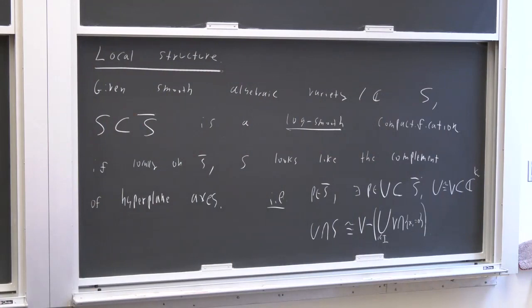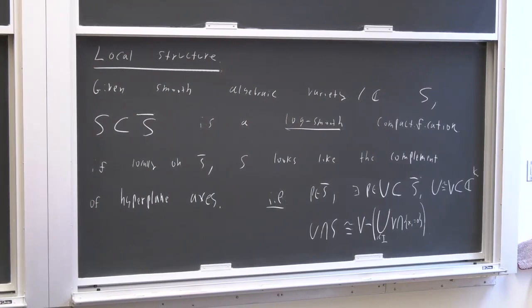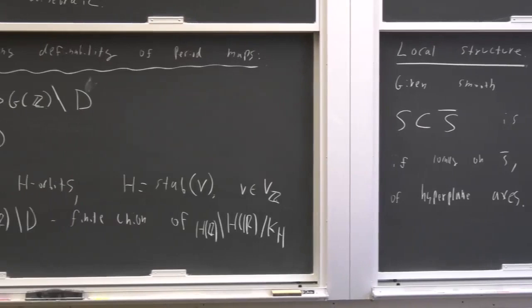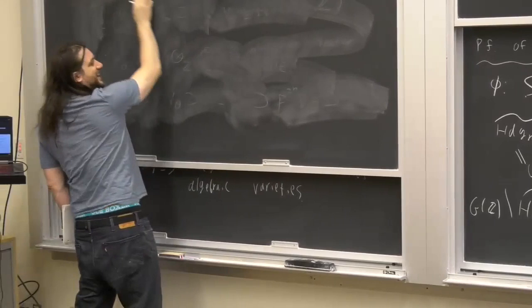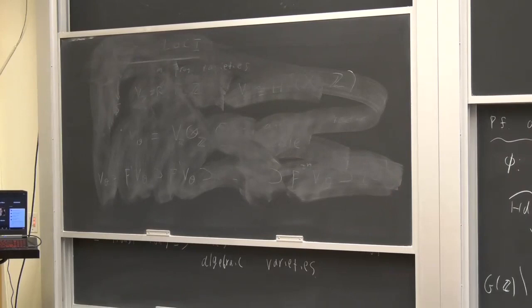Essentially, the motivation for doing this is we want to break up S into finitely many simple chunks on which we can study definability. We need finitely many because we're doing logic. And so it's not enough to work just locally on S. We have to go to the compactification and work locally on S bar.